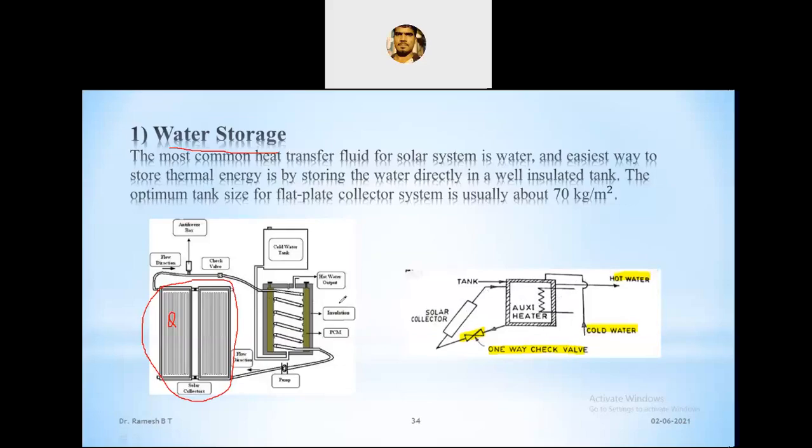So these are the two typical systems where it collects, converts, transfers, and stores the energy. This is a typical water storage system.